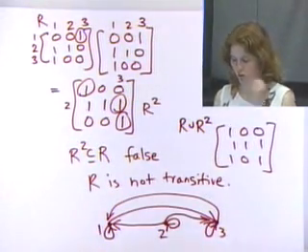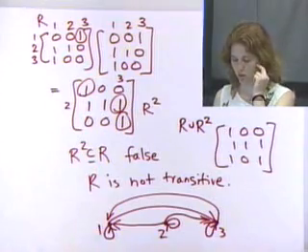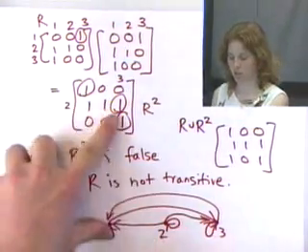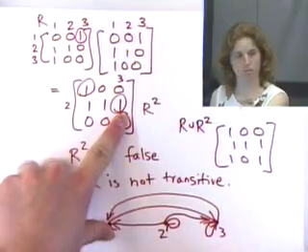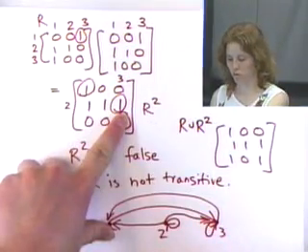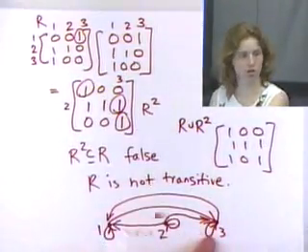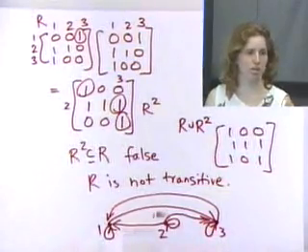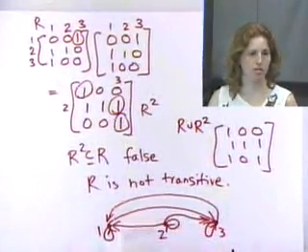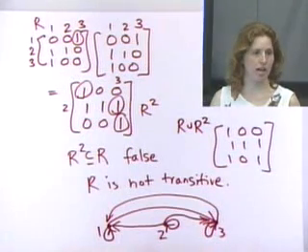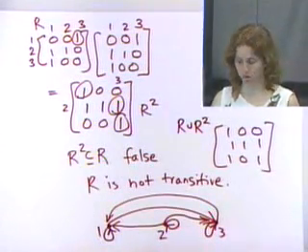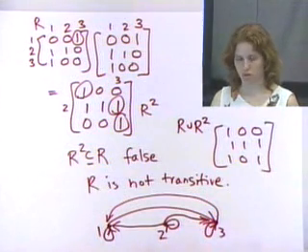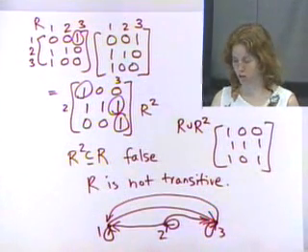Are you sure about the 2, 3? 2 goes to 3? Yeah, because it's in R squared. Okay. All right. Because I had 2 goes to 1 and 1 goes to 3, so I really have to have 2 goes to 3 to make it transitive. So you can always check the edges that you add and make sure that you should have them.